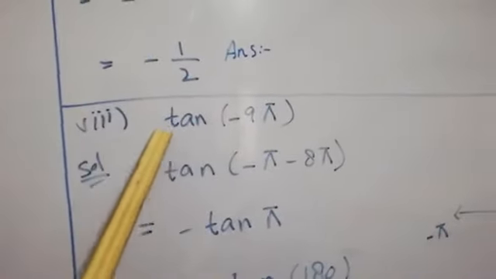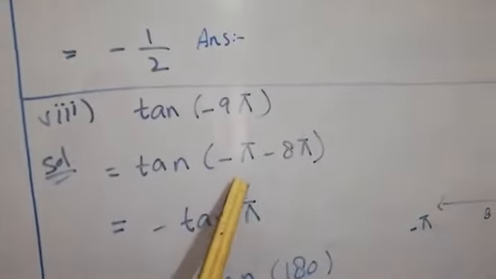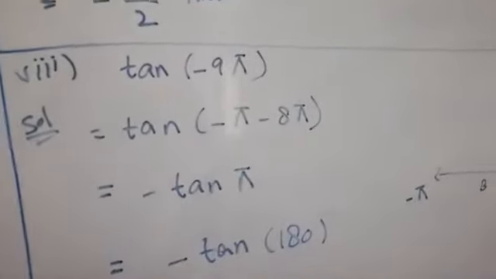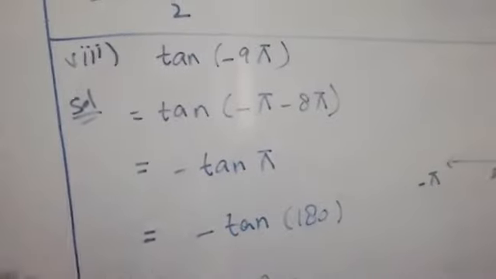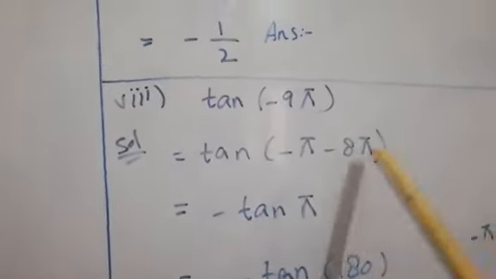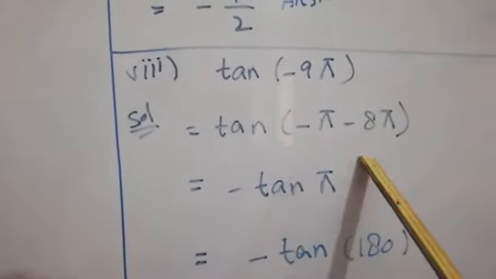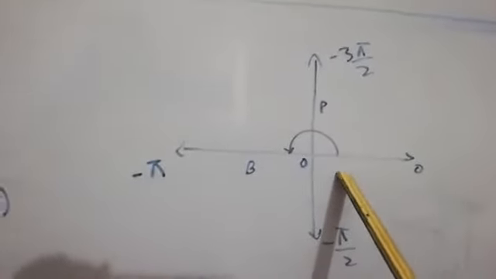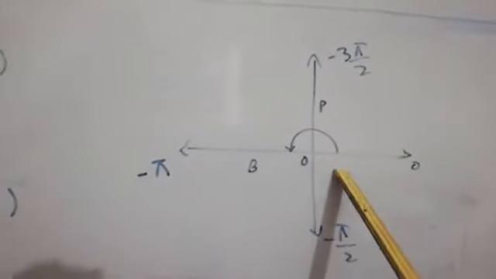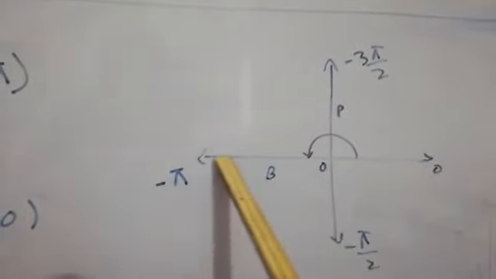Next part, last part is tan minus 9 pi. Tan minus 9 pi means minus pi minus 8 pi. And 8 pi is a multiple of 2 pi, and we will ignore this one. Just consider tan pi. Tan pi means tan 180. Now you can observe this shape. The angle of 180 degrees is here, meaning minus pi.